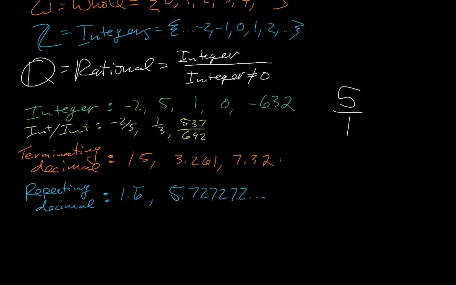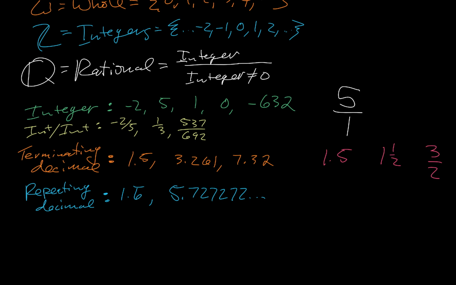Now, terminating decimal, so let's just take 1.5. 1.5 is 1.5, so we could write it as 1 and 1/2. Or we could write it as 3/2. If we type these all into a calculator, they would give us the same output. They're all equivalent ways to write the same thing. Since 3 is an integer, 2 is an integer, 3/2, any of these decimals, if we took the time, we could write them as an integer over integer.